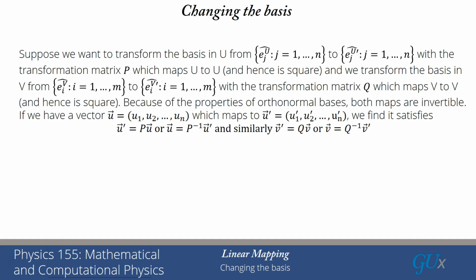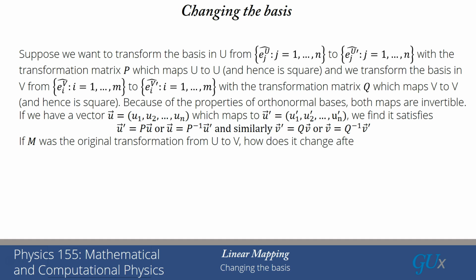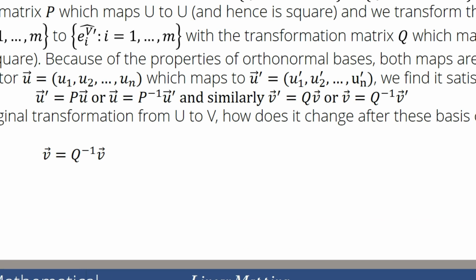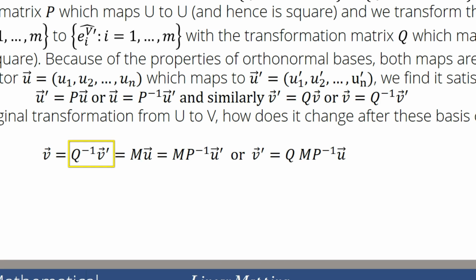And now we can use those different results, those different identities, to determine how the matrix M transforms when we have this basis change. So if M was the original transformation from U to V, we want to figure out how it changes when this basis changes. So what we do is we start with V. V is of course equal to Q inverse times V prime. That's essentially the definition of Q. And we're going to say as well that V is equal to M times U, because that is the initial transformation from U to V.